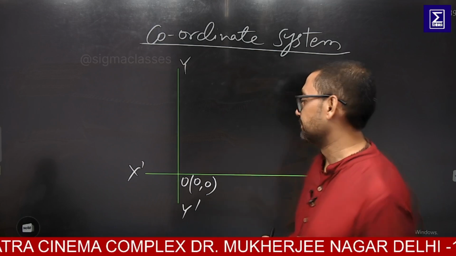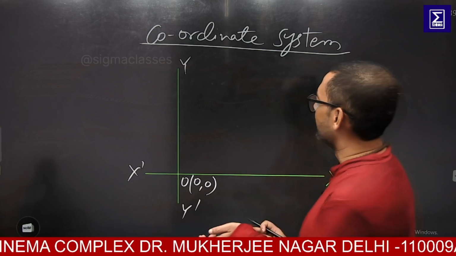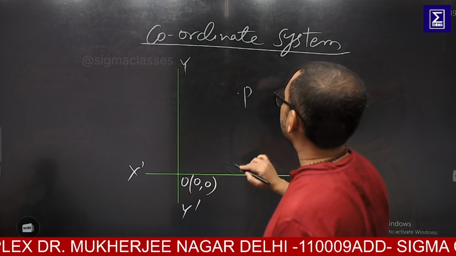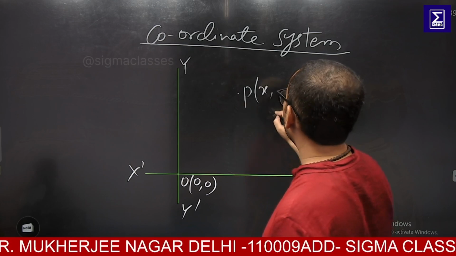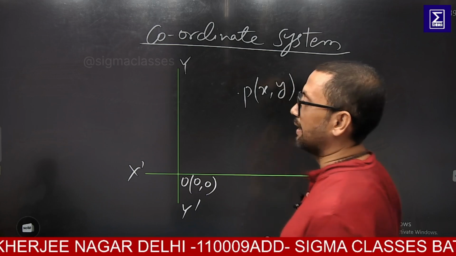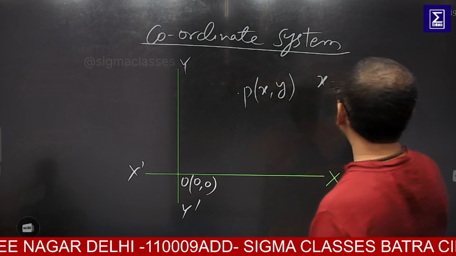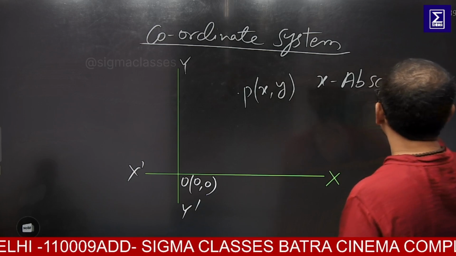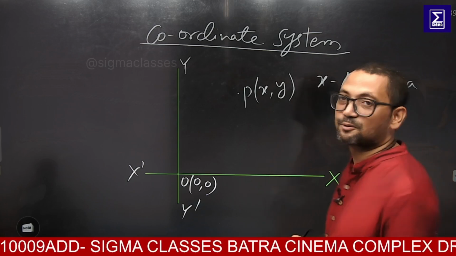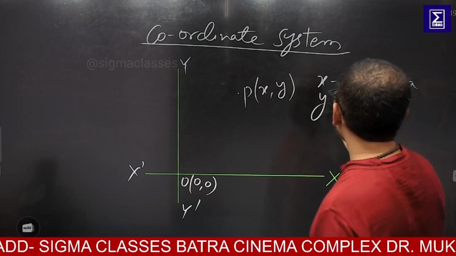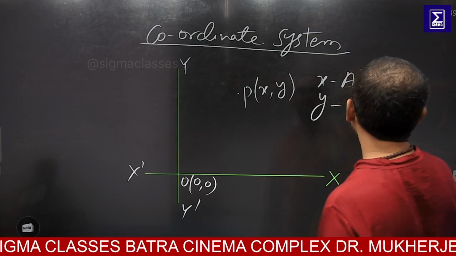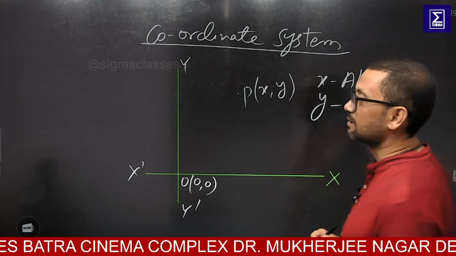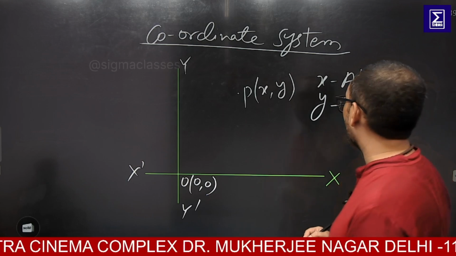So here, you know very well that if you take any point P and let the coordinate of P be x, y, then x is basically the abscissa. Abscissa is nothing but the x coordinate, and y is the ordinate. Ordinate means y coordinate.